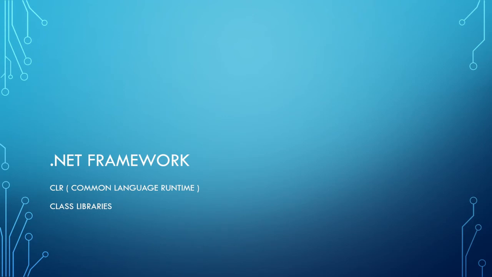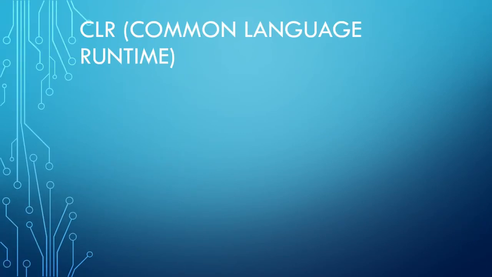The .NET framework consists of two components. One is called CLR, Common Language Runtime, and another is called Class Library. So, what is CLR? Before we learn CLR, we need to know the history of C#. Before C# there were two languages in the C family, C and C++.